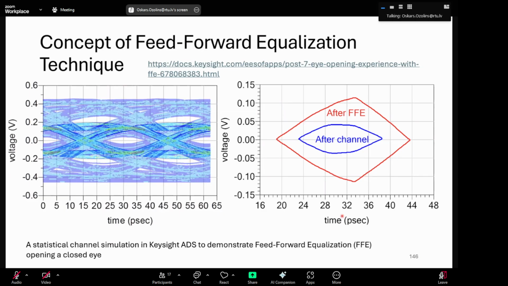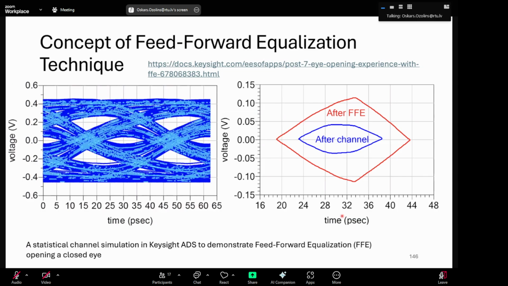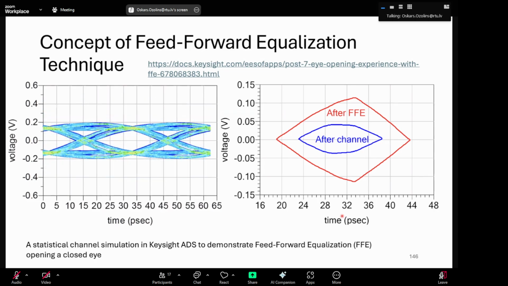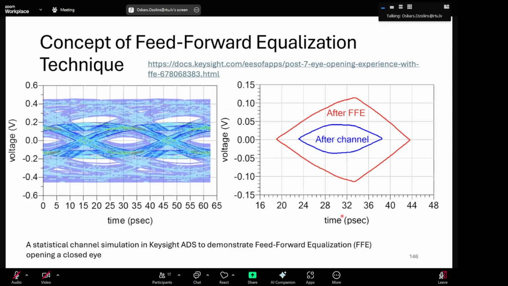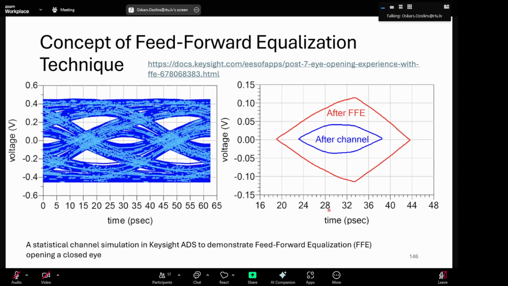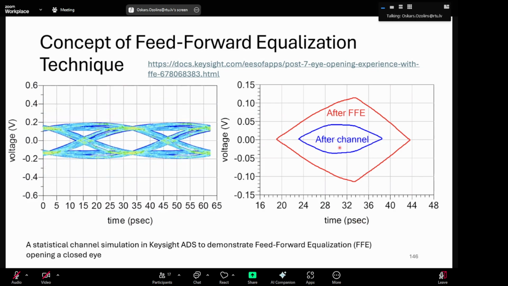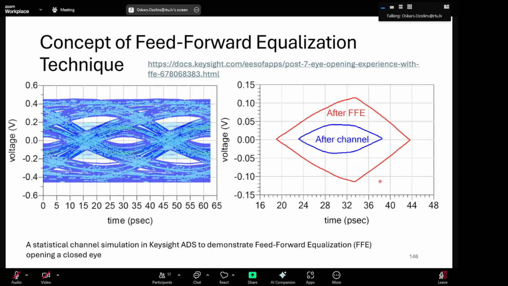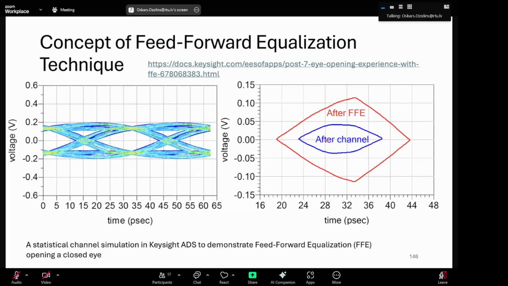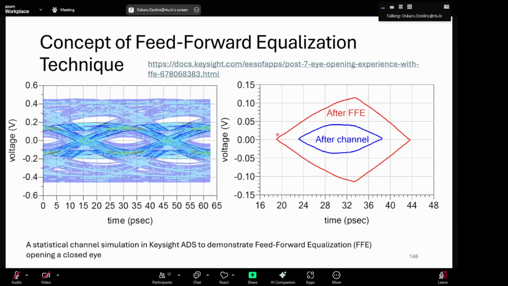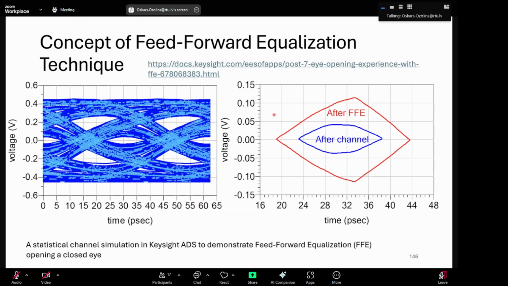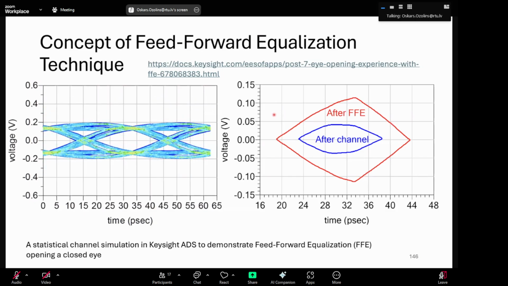Then the thing is, when you equalize the signal, you also lose modulation swing, so the electrical signal amplitude in the receiver decreases. So you lose something, but you also gain something. You gain in your eye opening: after the channel you have it like this, but if you apply a feed-forward equalizer, your eye opening can become like this. So you can really open the eye diagram by using this equalization.